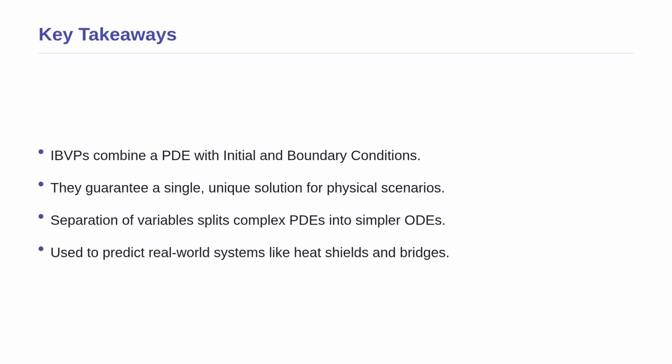Let us summarize what we have learned. Initial boundary value problems are the absolute cornerstone of predictive physics and engineering. By combining a partial differential equation with specific starting and edge conditions, we guarantee a single, unique solution that accurately models reality. We saw how the separation of variables technique translates complex physical realities into solvable mathematical equations. You now have the framework to predict how systems evolve over time within a confined space.